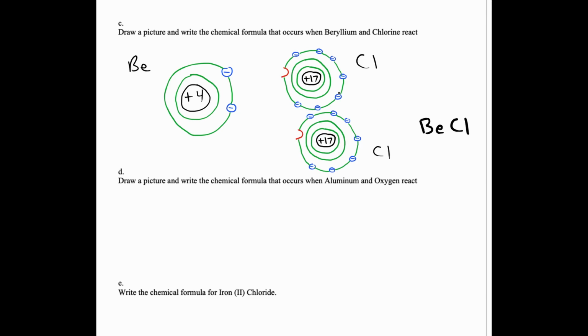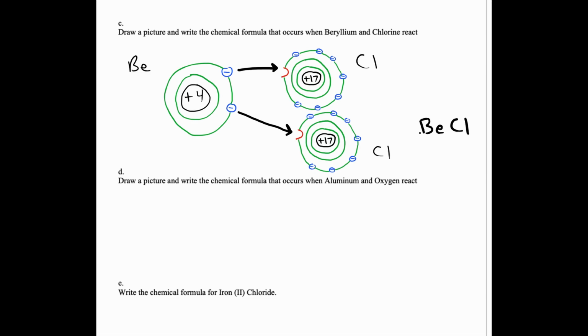So if we bring in another chlorine atom, we see that the puzzle can be complete. Beryllium could give one of its electrons to one of the chlorine atoms and give the other electron to the other chlorine atom, and now everybody would be happy. Beryllium would have gotten rid of its 2 electrons, and these 2 chlorines would be happy too because they would both have 8 electrons in the outer shell.